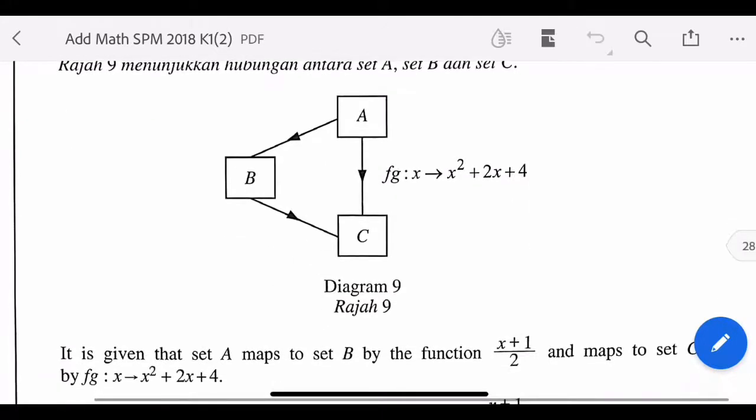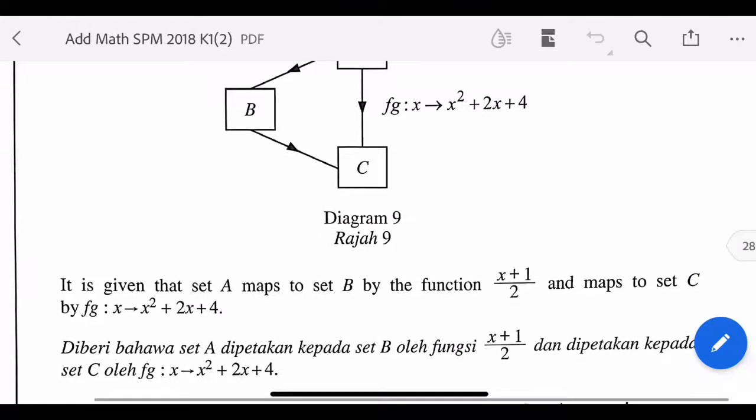So today I would like to discuss this question because many students told me after their teacher teach them they still cannot do. So let's read through the question.